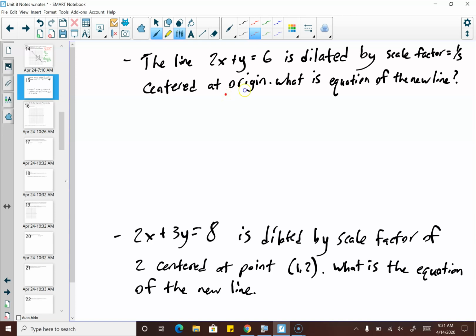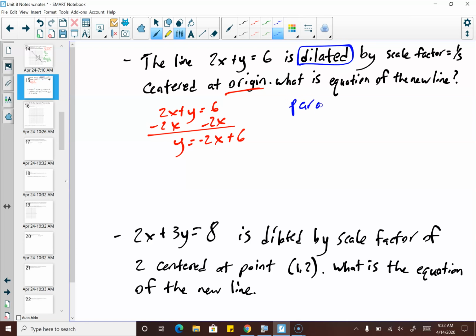So here's the key. When it's centered at the origin, the first thing you want to do is take your line and solve for y. So y equals negative 2x plus 6. Sorry, not equal to 0, equal to y. Okay. So now we know that dilated lines, and we had our two P words from a couple units ago, they were parallel and proportional.